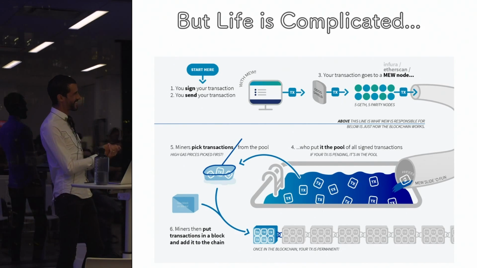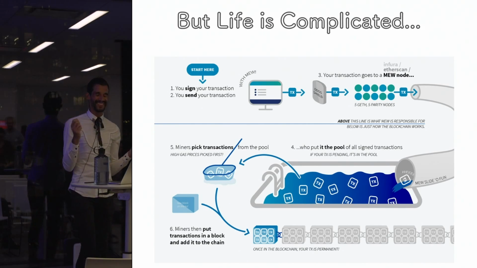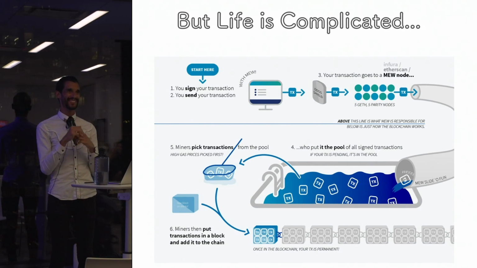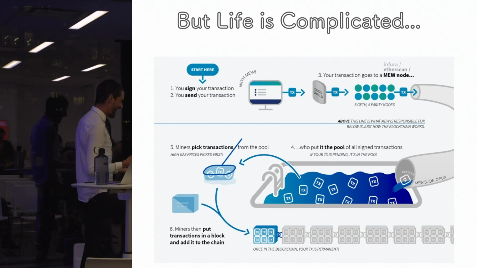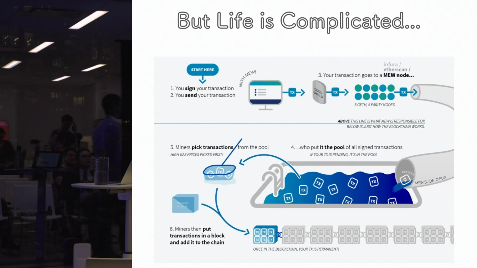So the thing is that life is complicated. Sometimes we have to deal with things like the blockchain. I love this picture. Many people try to explain the blockchain, but this picture is probably one of the best explanations I've ever seen. Notice the Mew slide of fun. It's great. It's super fantastic. Mew is MyEtherWallet, a pretty famous wallet if you use Ethereum. And they've taken down this picture. It's horrible, because this is really actually quite fantastic.